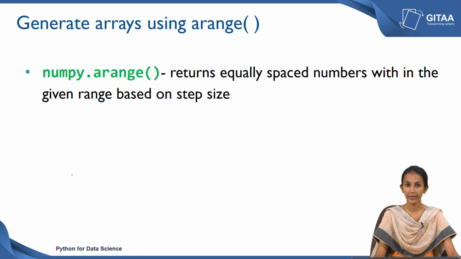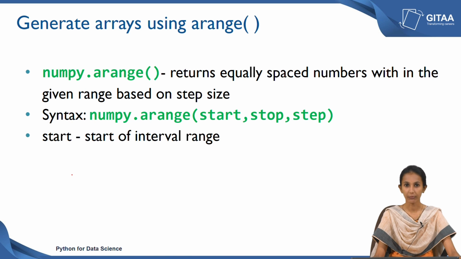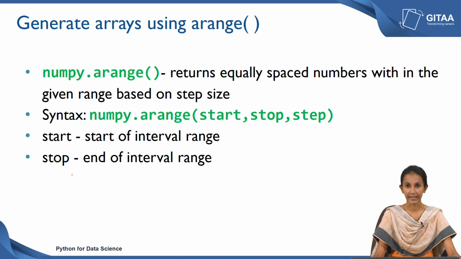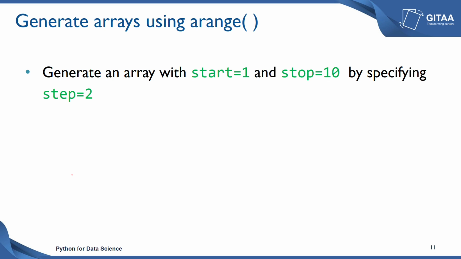numpy.arange returns equally spaced numbers based on the step size. The syntax is numpy.arange, where you specify the start value, which is the start of an interval range, the stop value, which is the end value, and then the step size by which you want to increment. We will generate an array with a start value of 1, a stop value of 10, and a step size of 2.